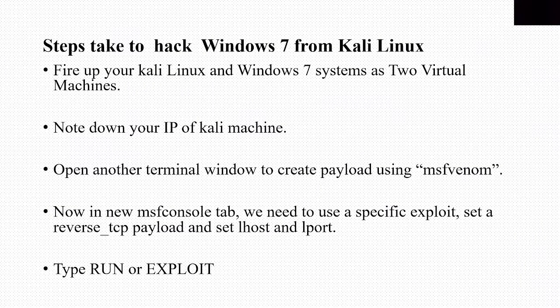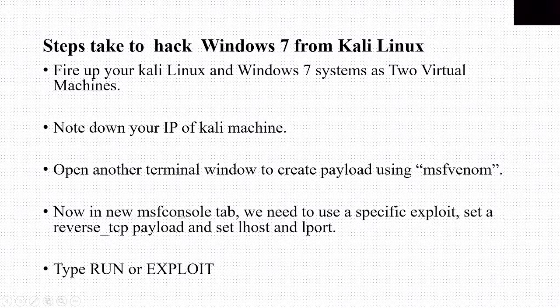Now we can look into the steps required to hack Windows 7 from Kali Linux. Okay, first we start up Kali Linux and Windows 7 as two virtual machines. Then we note down the IP of the Kali machine. Then we open another terminal to create the payload using MSF Venom.